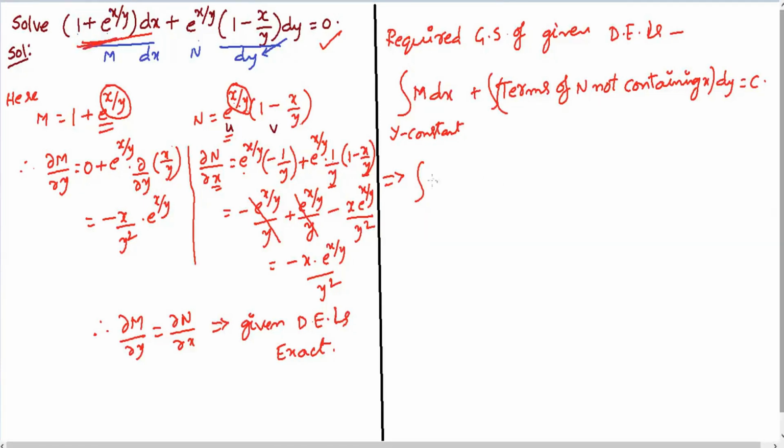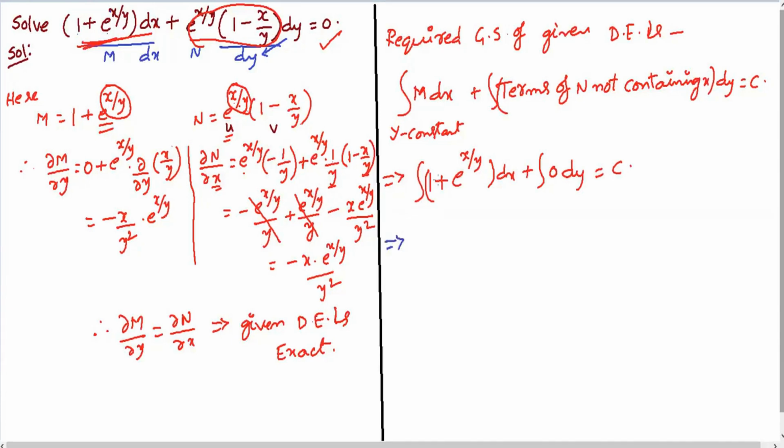You should write all terms of M here. What are all the terms of M? (1 + e^(x/y)) dx plus... Don't write all terms of N. You just write the terms of N which do not contain x. But here each and every term of capital N contains x. So don't take any term here. So you will get only 0 dy is equal to c.